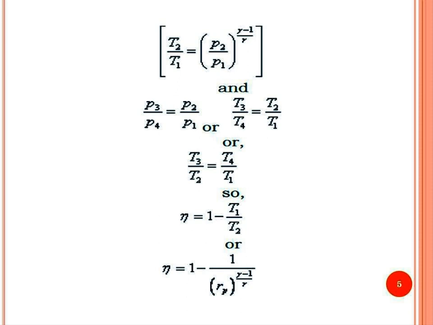So if there is a variation in gamma or if there is a variation in pressure ratio, the efficiency of the Brayton cycle will vary. Now, we try to find out what is the relationship between efficiency and pressure ratio for a simple open cycle gas turbine power plant.